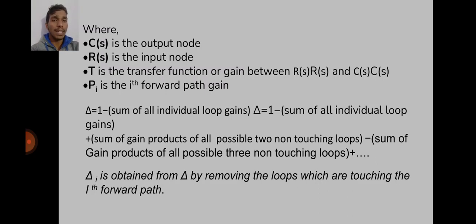and Pi is the ith forward path gain, and Δ is equal to 1 minus the sum of individual loop gains plus the sum of gain products of all possible two non-touching loops minus the sum of gain products of all possible three non-touching loops. And Δi is obtained from Δ by removing the loops which are touching the ith forward path.